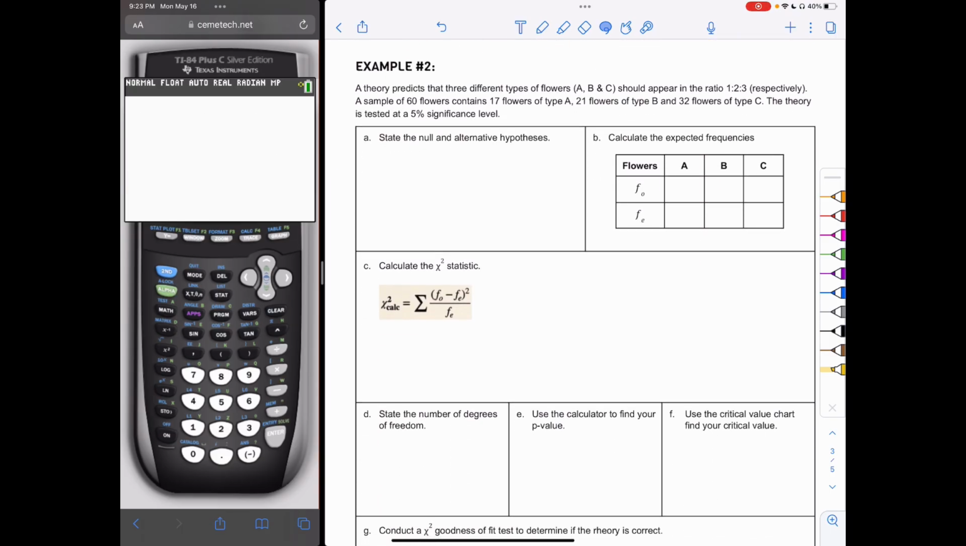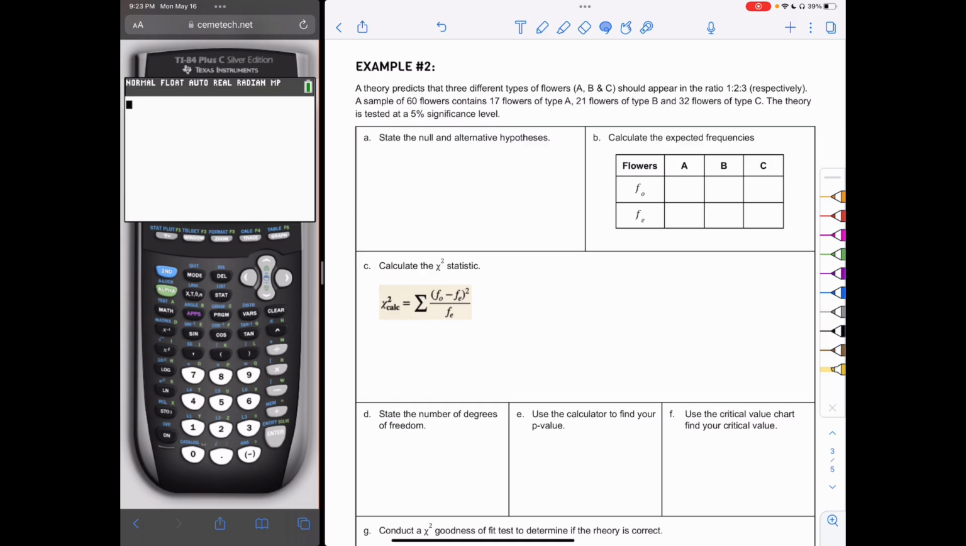Example number 2 states that a theory predicts that 3 different types of flowers, A, B, and C, should appear in the ratio 1 to 2 to 3 respectively. That means one after the other in the same order. Next, it says that a sample of 60 flowers contains 17 flowers of type A, 21 flowers of type B, and 32 flowers of type C. The theory is tested at a 5% significance level.